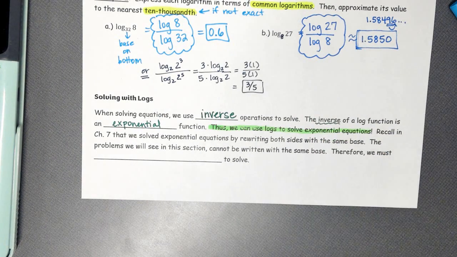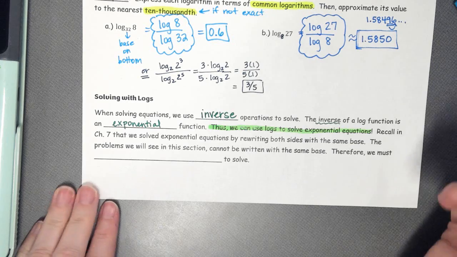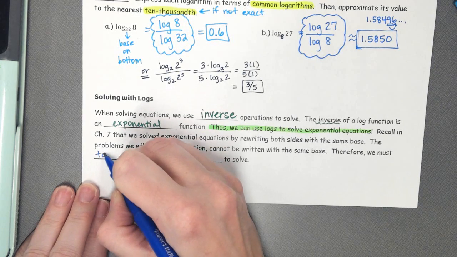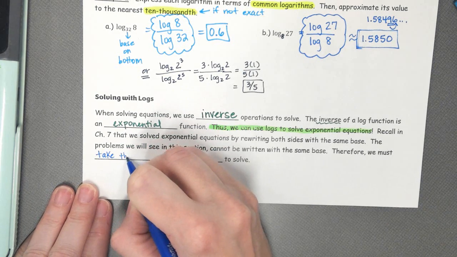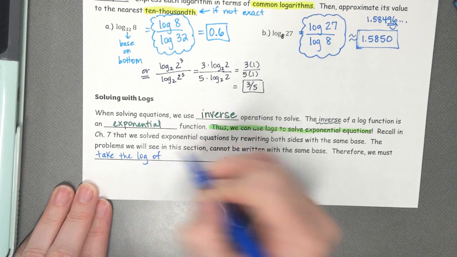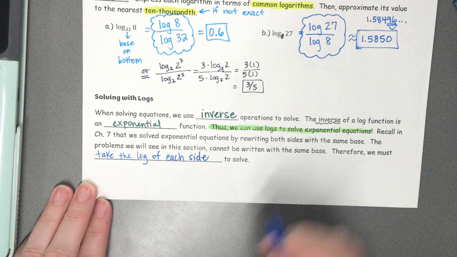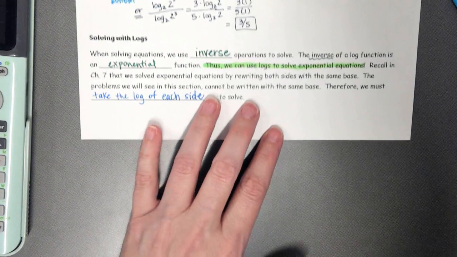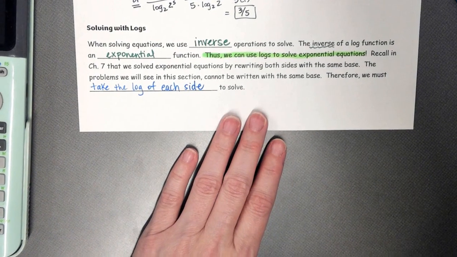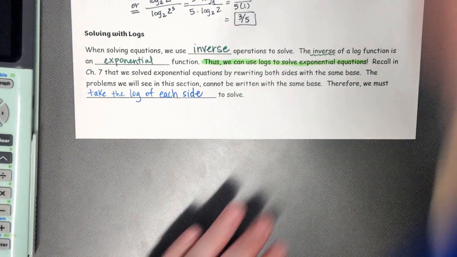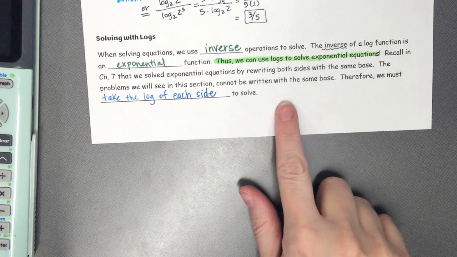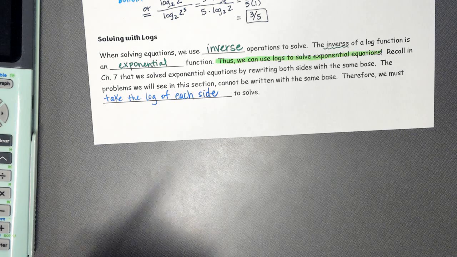So we're going to have similar problems arise, and the way that we solve those is taking the log of each side. So we have to take the log of each side to solve. And because this is new, I am going to go over it pretty slowly to give you some time to write everything down and process. We're going to put an example here, so don't flip over quite yet.